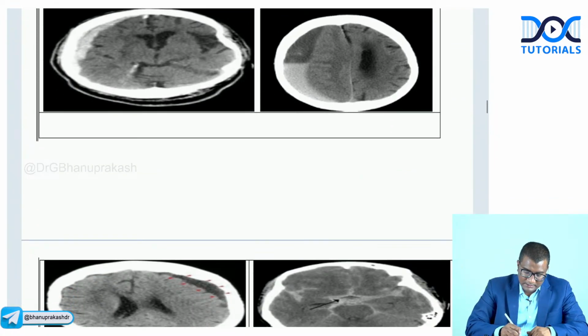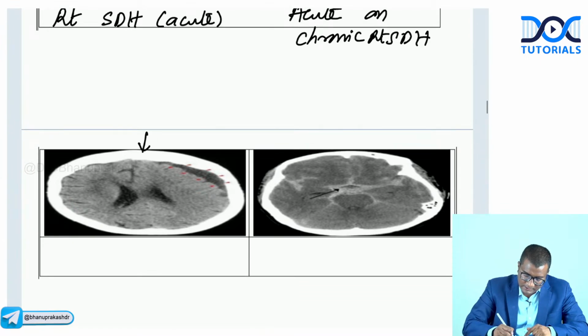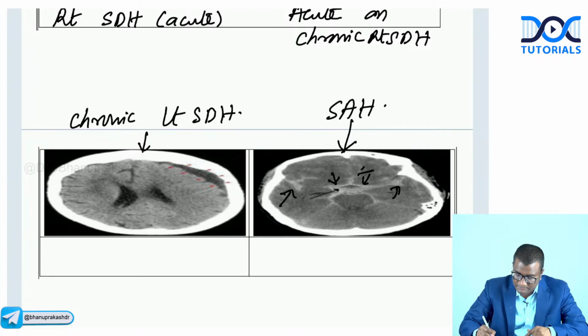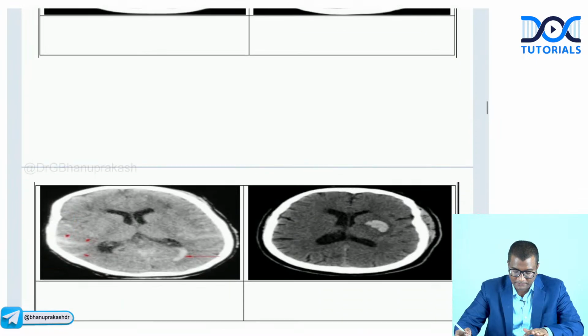Next, this is a right subdural hematoma and it is hyperdense, so it is acute. And this, we know, is an acute on chronic subdural hematoma on the right side. So this is a chronic left subdural hematoma. You can see the hypodense area. And this is your subarachnoid hemorrhage, which shows hyperdensities in the sulcal spaces, right, in the sylvian fissures, basal cisterns, interhemispheric areas. So all these hyperdensities that you are seeing indicate subarachnoid hemorrhage.